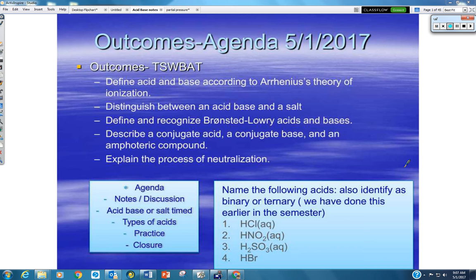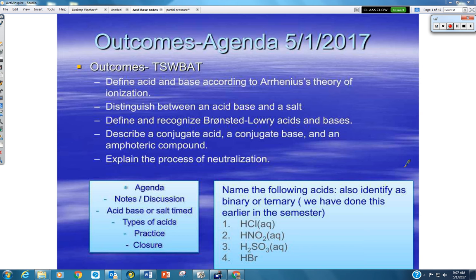And we're going to talk about a couple of different ways that we describe acids and bases. We have Arrhenius theory of ionization, which is one way of defining an acid-base relationship. And then we also have Bronsted-Lowry acids and bases, which is just another way. Basically, these two groups of scientists were working at the same time to describe the same things. Our goal today is just to be able to distinguish between an acid and base.